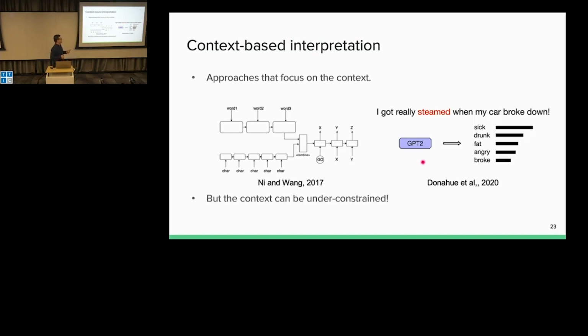But the thing about these more contextual approaches is that the context can be underconstrained. As you can see here, the word drunk fits pretty well in the sentence, but with respect to the word steam, maybe not so much.